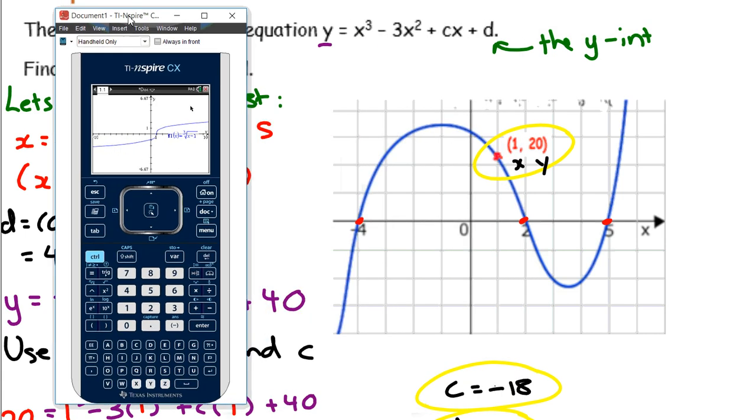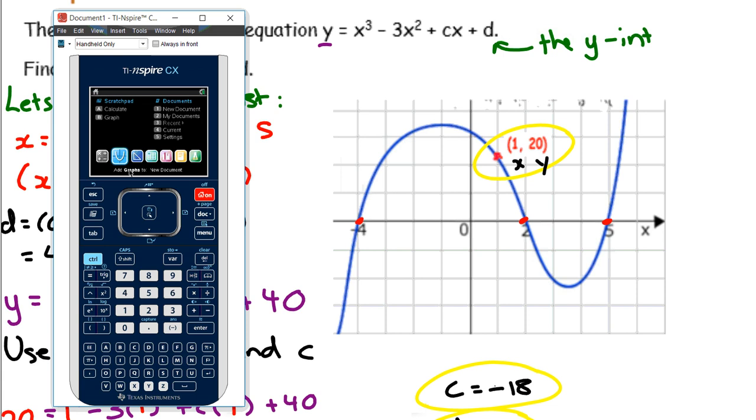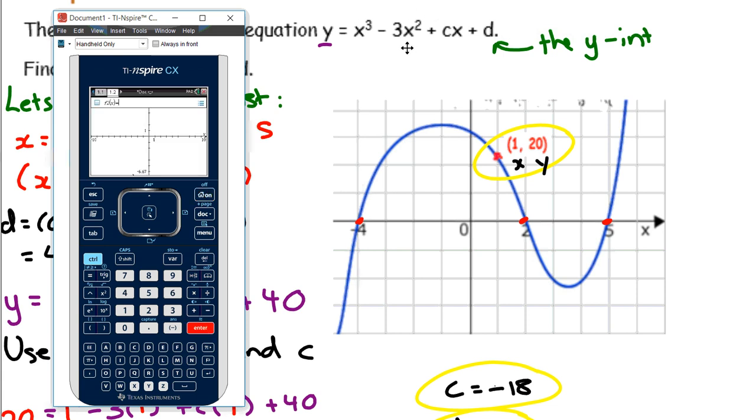So let's do a little graph. I'm going to enter in x cubed, so x to the power of 3, minus 3x squared. And then C is negative 18, so negative 18x. And then D is plus 40. Always have a look and see did what you type in happen to be what you hope to type in, just before you press enter and graph it.